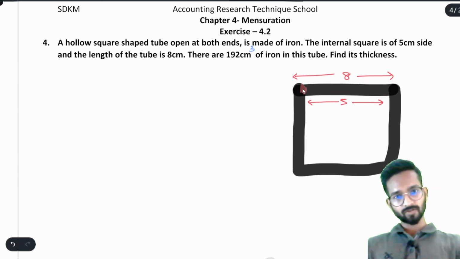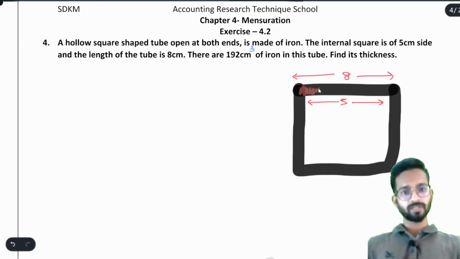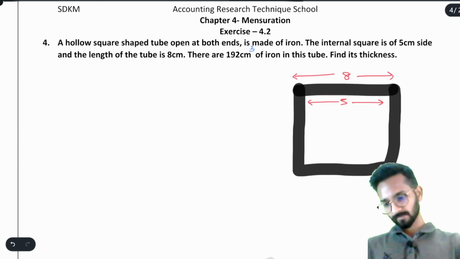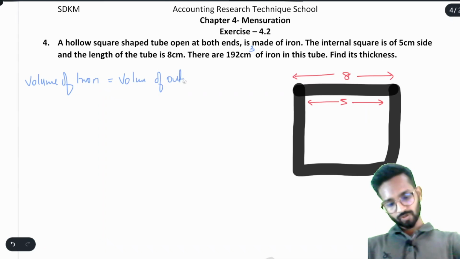This thickness is there, no? This thickness we have to find. How thick is it? So you can say that volume of iron is equal to volume of outer cuboid minus volume of inner cuboid.